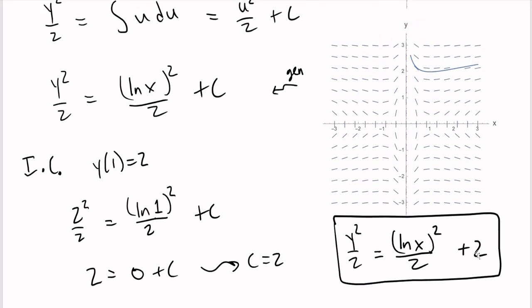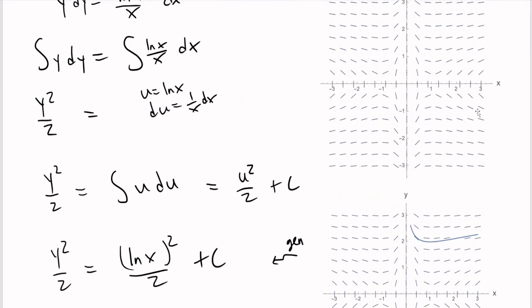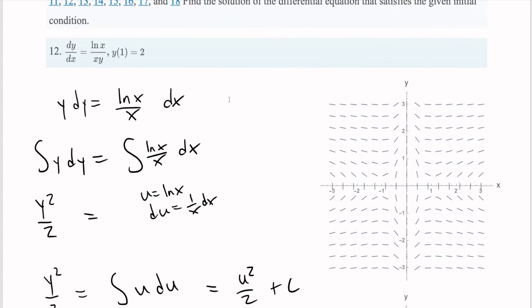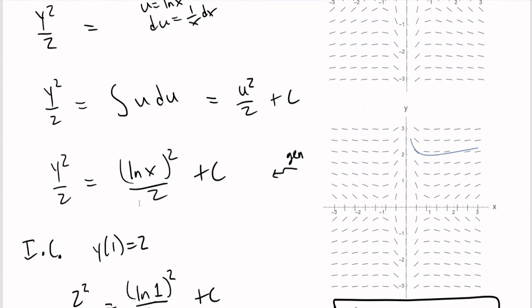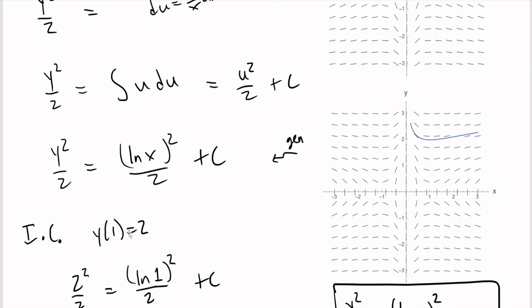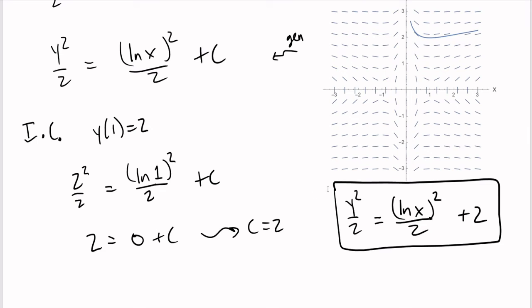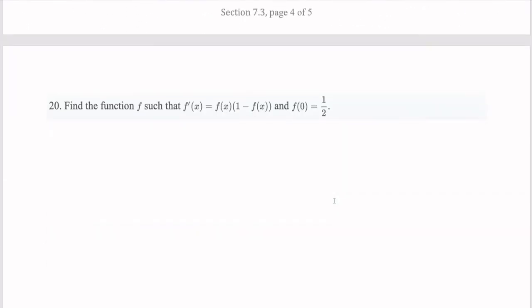So hopefully that's not too awful. This is what that curve looks like. And there you go. Hopefully not too bad. So what did we do? Separate, integrate. We have an initial condition, plug it in to find c, get your equation. That's it. Separable equations. All right.